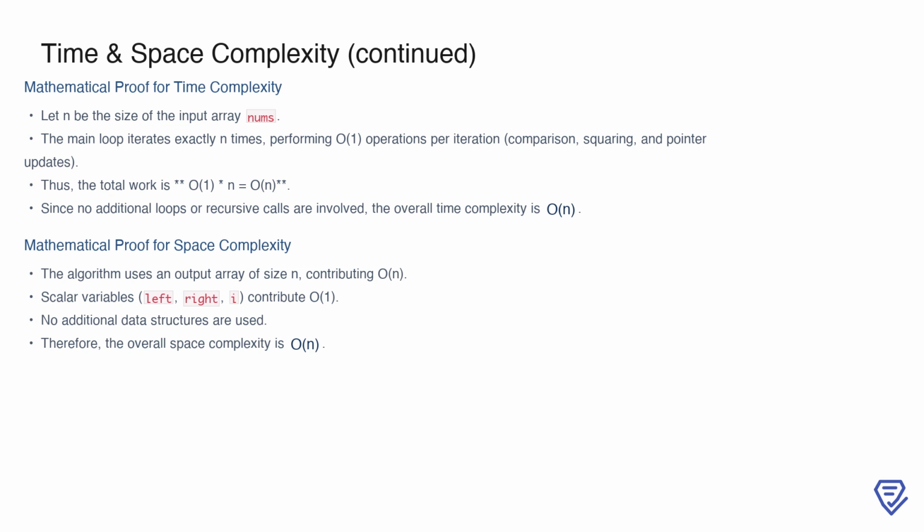Similarly, for the space complexity, the algorithm uses an output array of size n, contributing O(n). The scalar variables left, right, and i require only O(1) space, and no extra data structures are introduced.